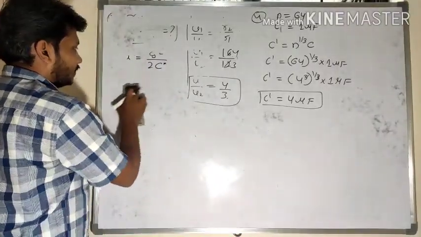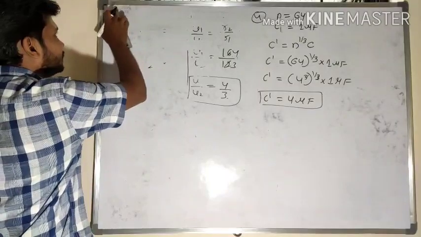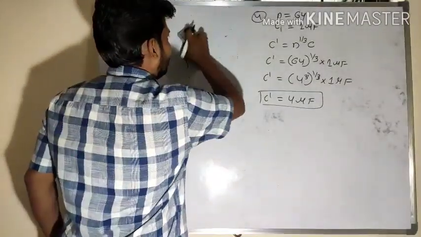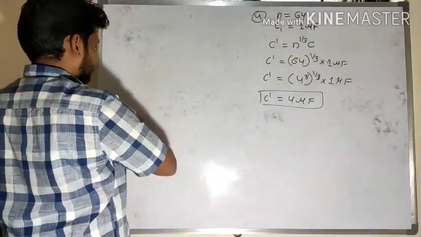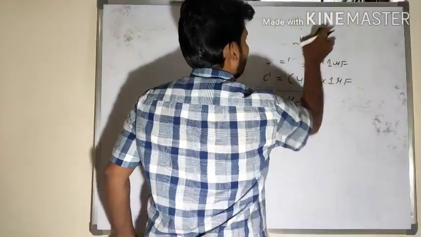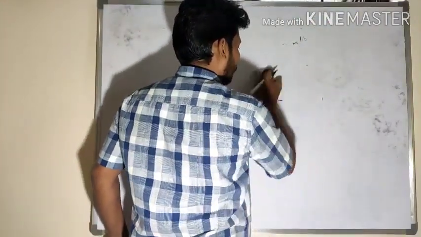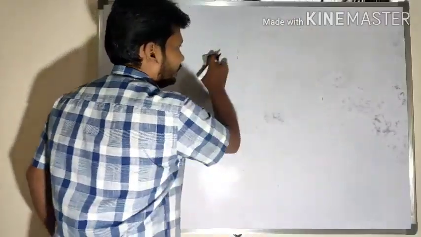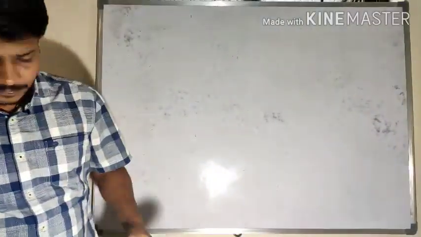Just go through the synopsis first. If you remember the synopsis, then only you can solve the numericals. So remember the synopsis related to all topics, and make a separate note for that synopsis.